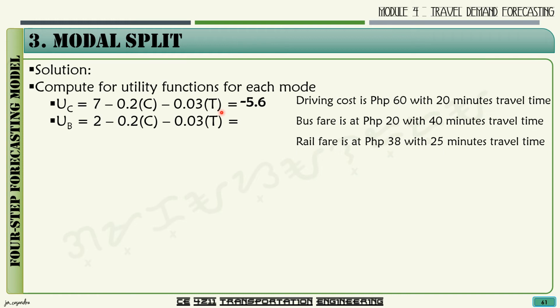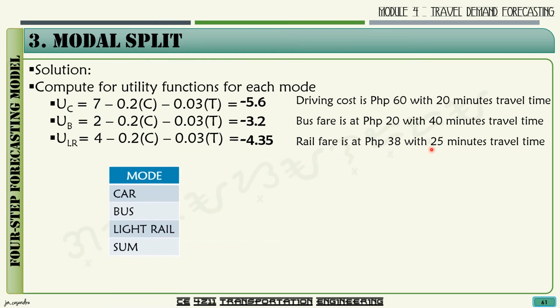Then we have for the utility of the bus 2 minus 0.2 times 20 minus 0.03 times 40, which will give us negative 3.2. And for the utility function of the light rail system, we have 4 minus 0.2 times 38 minus 0.03 times 25, giving us a value of negative 4.35. So to compute for our probabilities, we can simplify our solution by using our table.